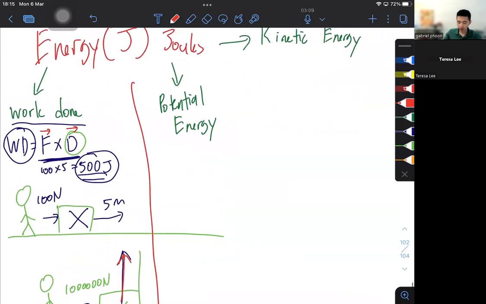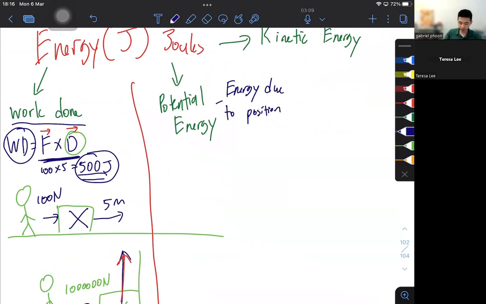Okay, what about potential energy? Now, guys, by definition, potential energy is the energy due to position. Okay, what do I mean by that?